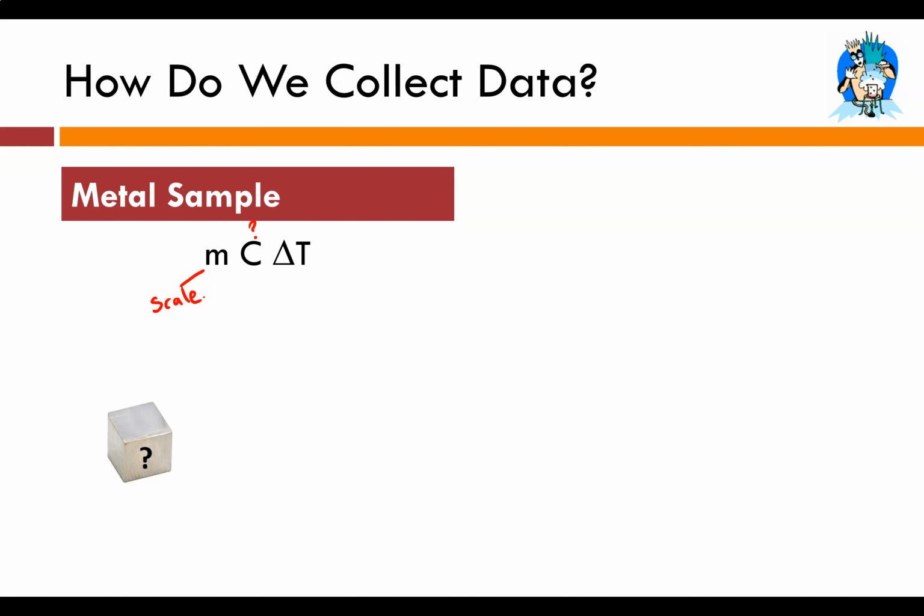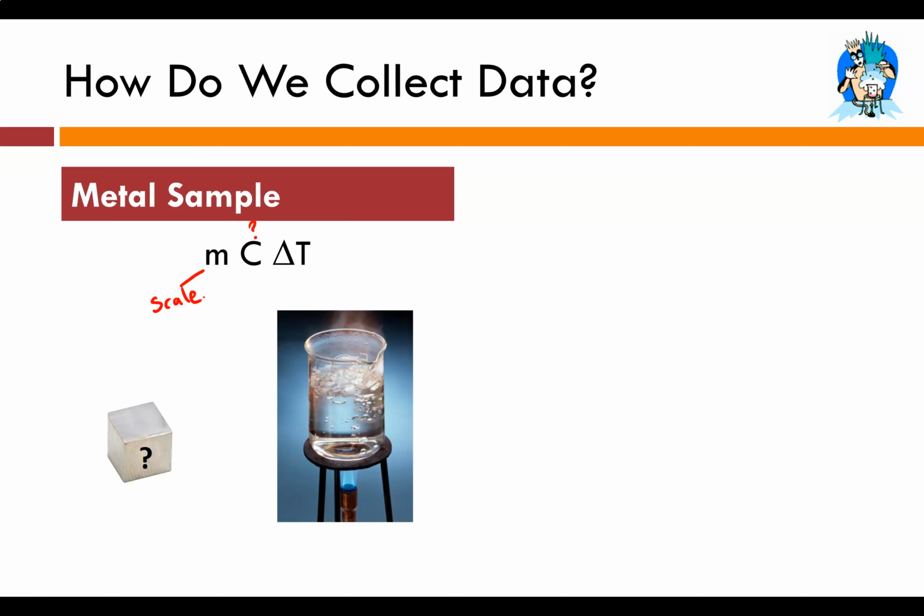ΔT. Does it make much sense to just put a thermometer touching the metal? Probably not. Might be stuck here. Here's a hint. We have a beaker of boiling water. Remember, we're talking about ΔT. We need a T initial and a T final.